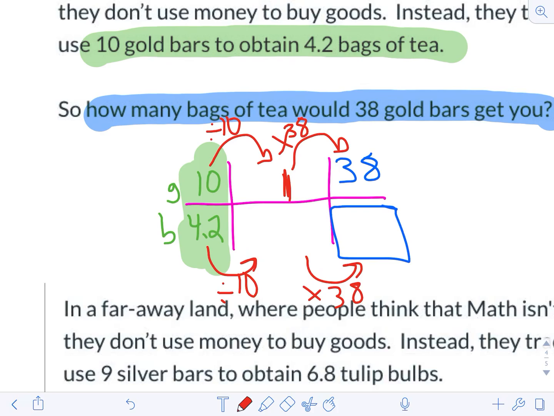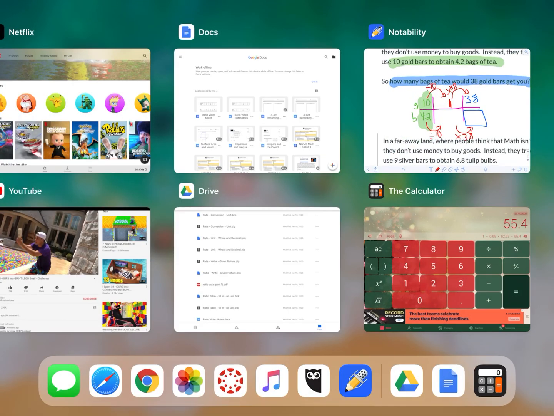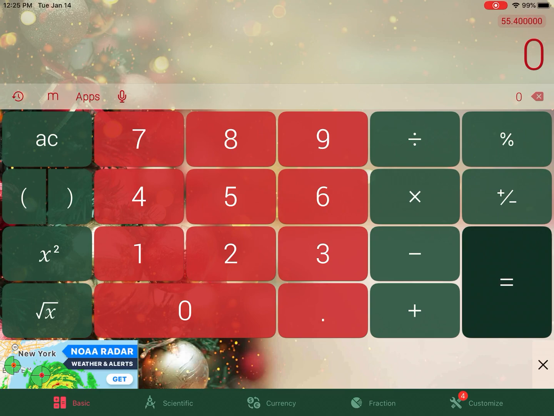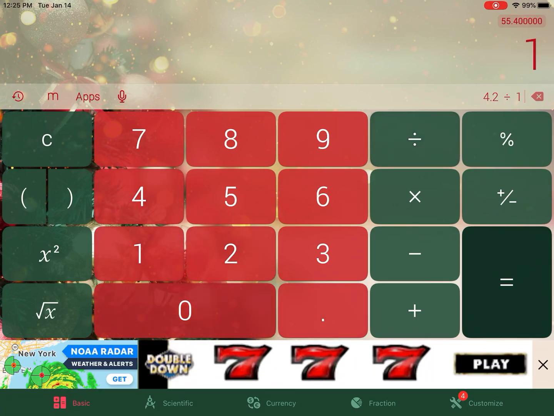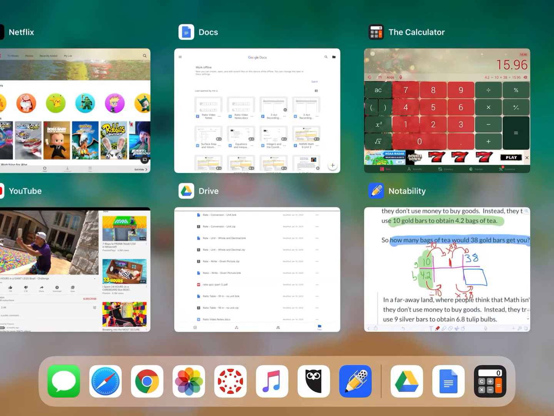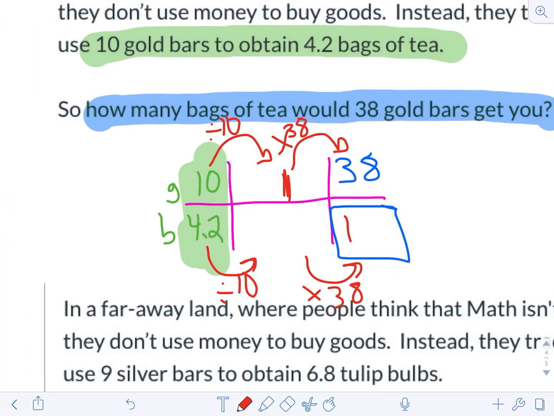Okay? So 4.2 divided by 10 times 38. 15.96. And that is how many bags of tea you'd get for 38 gold bars. That is not a fun society.